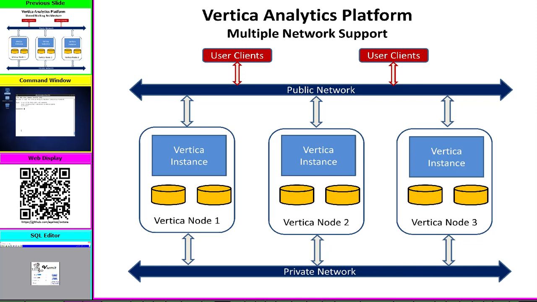As our diagram indicates, Vertica supports multiple network connections to segment traffic. Typically, we would have a private dedicated network that Vertica nodes would use exclusively to exchange messages between nodes relating to database operations. Separate connections to the user network would handle communications to the database users and applications.